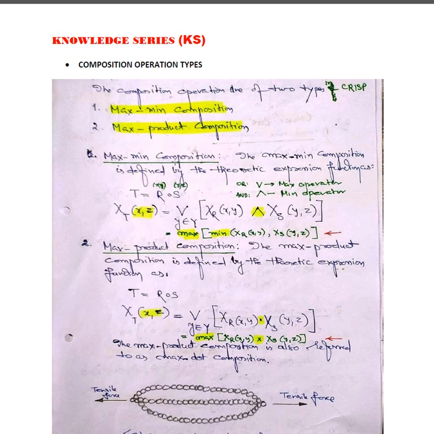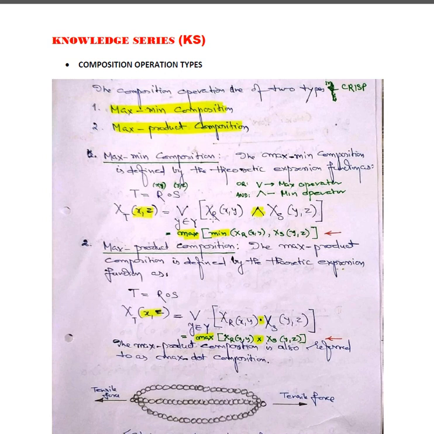So if you take a maximum minimum composition in a theoretical way, T is equal to R composition S, where R is having a relation X and Y, and S is having a relation Y and Z. So the OR operation we define in terms of V, and the inverted V is the minimum operation. So this is maximum, this is minimum. OR is a max, and AND is defined with respect to the inverted V. So chi of X comma Z is defined as the OR operation, the maximum operation over Y belonging to Y, where Y is the common element.